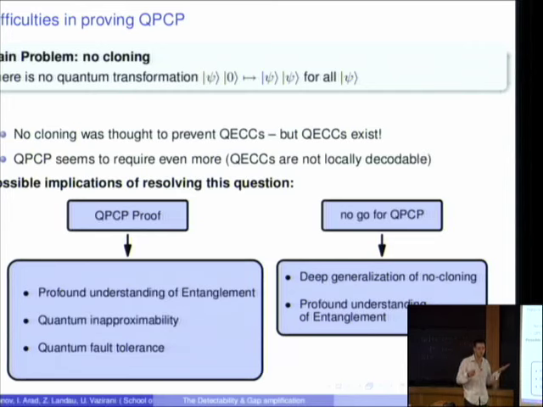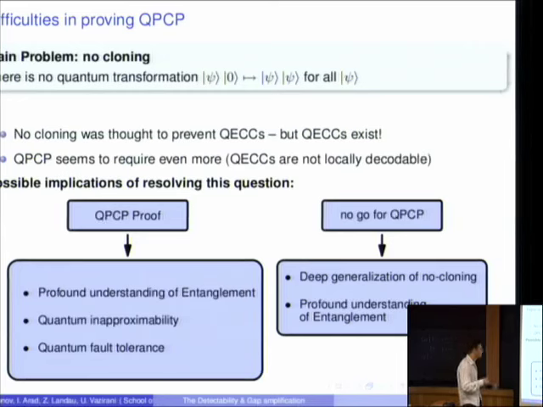This seems like a very serious obstacle to proving the quantum PCP, but we should not be very hasty because no cloning was previously thought to prevent the existence of quantum error correcting codes, but we know that these codes exist. But it still seems that quantum PCP requires even more than that. In particular, it is hard to see how we can use these quantum error correcting codes because they are not locally decodable. They are locally testable, but they're not locally decodable, so that makes it a problem to use them in a proof.